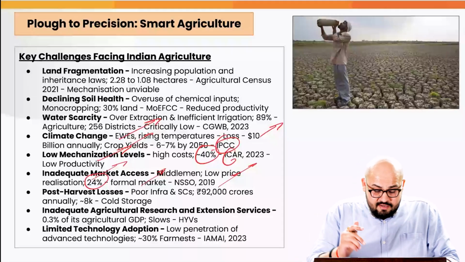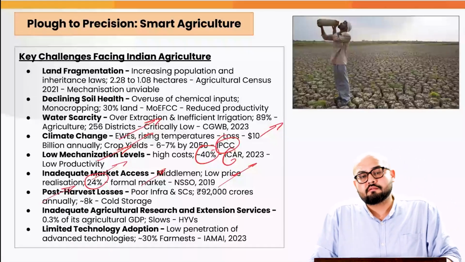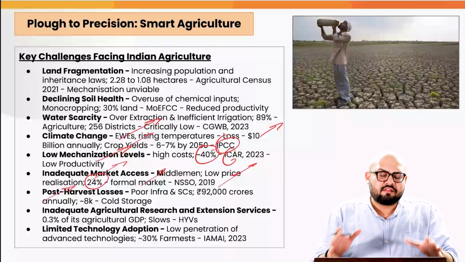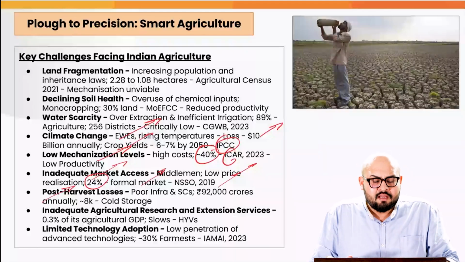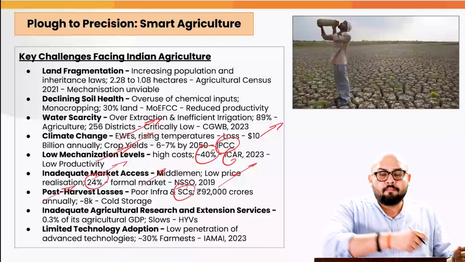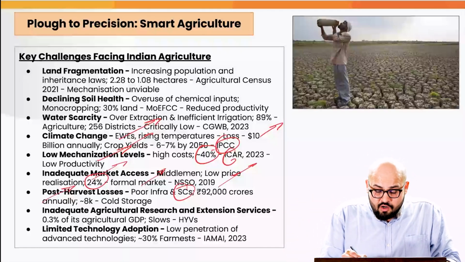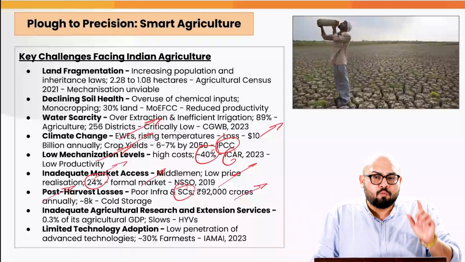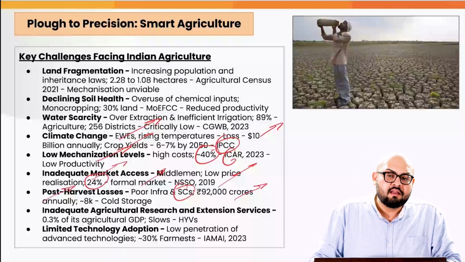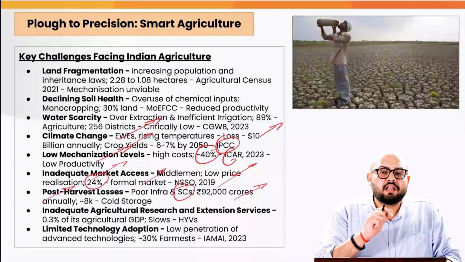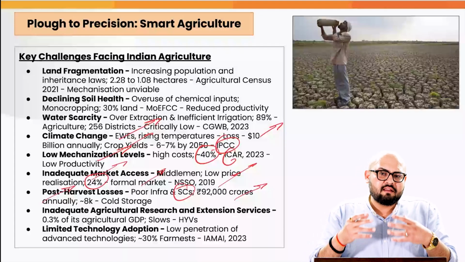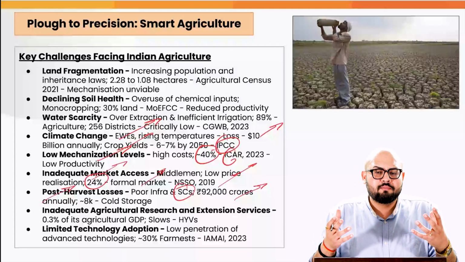Next is post-harvest losses. What we are trying to emphasize is that the agri infrastructure is not yet fully developed. There are issues with respect to the supply chains from the farm to the plate. There is a loss of almost 1 lakh crores annually. This data is provided by the Ministry of Food Processing, because of this inadequate infrastructure. Again, understand that most agricultural commodities are perishable in nature.